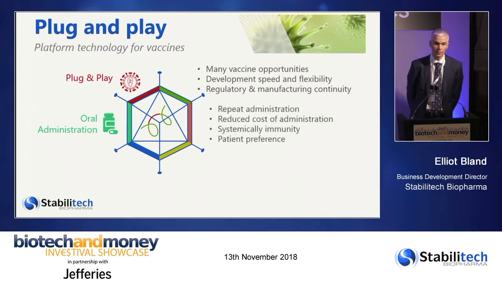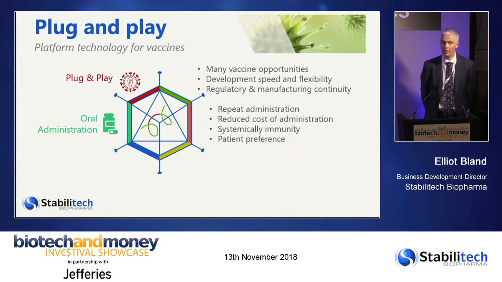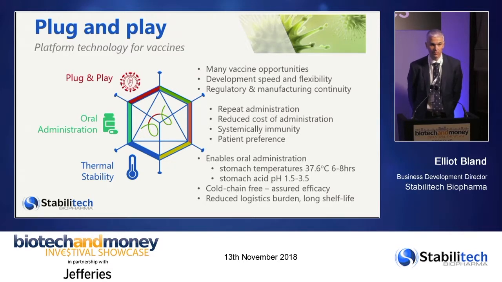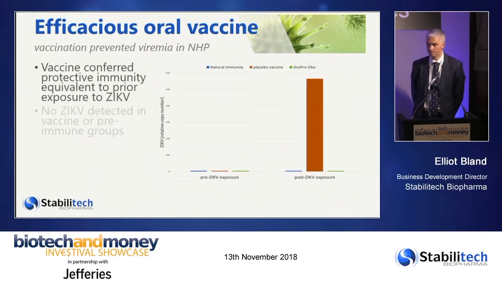But you can only reuse a vector if you can go through the oral delivery administration route, because otherwise you'll get anti-vector immunity. So by delivering the viral vector to the GI tract, you can do repeat administration, and there's all the additional benefits of oral delivery. Reduced cost of administration, we see systemic immunity developed, and also there's patient preference. But you can only deliver to the GI tract if you have thermal stability. The stomach is a challenging environment, both in terms of temperature and acidity, and also you want to have that thermal stability for worldwide vaccination campaigns and the ability not to see huge amounts of vaccine wastage.